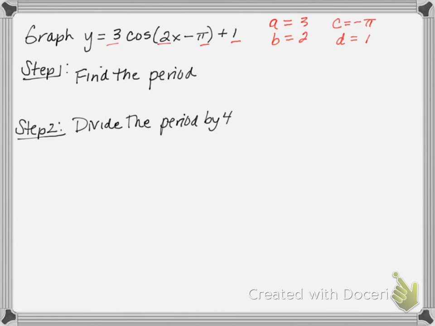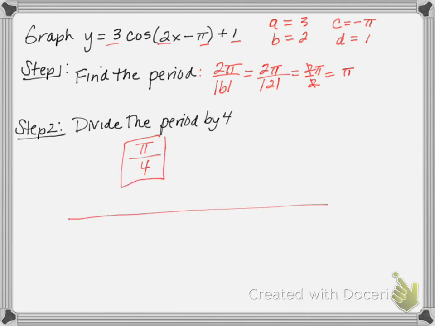First thing, step 1, I want to find the period. The period equation is 2 pi over the absolute value of b. So it's 2 pi divided by the absolute value of 2, so that's going to give me just pi. Okay, and then I want to take that period and divide it by 4. So the period is pi, dividing that by 4 is just going to give me pi over 4.